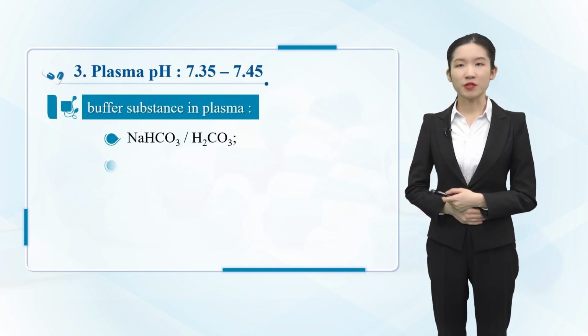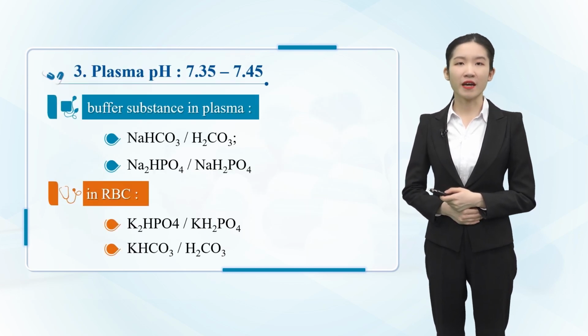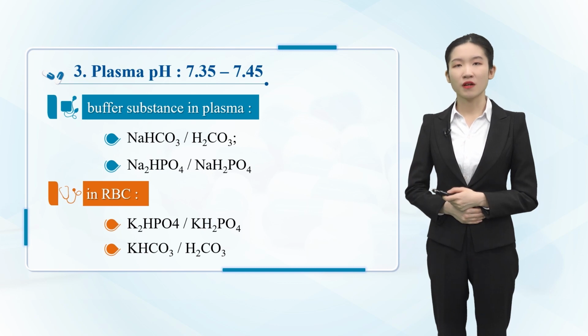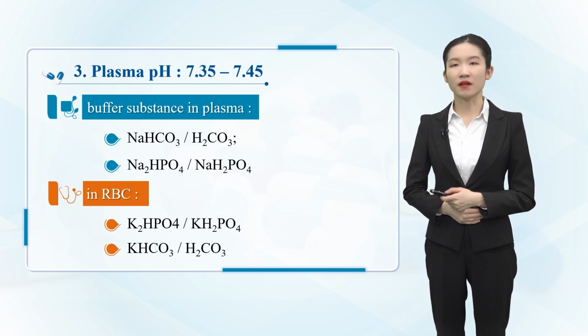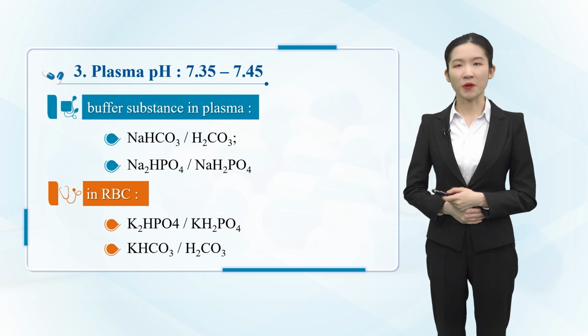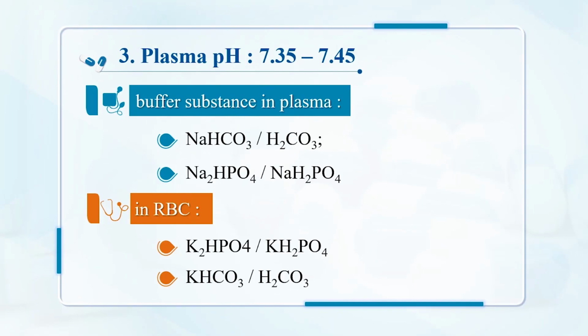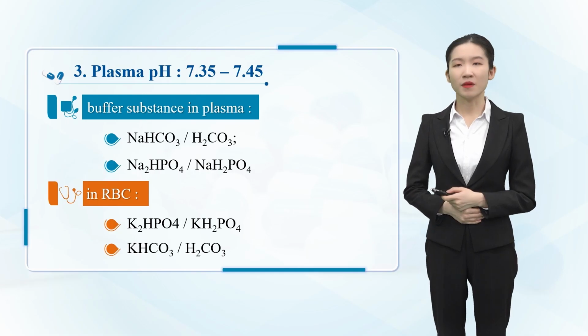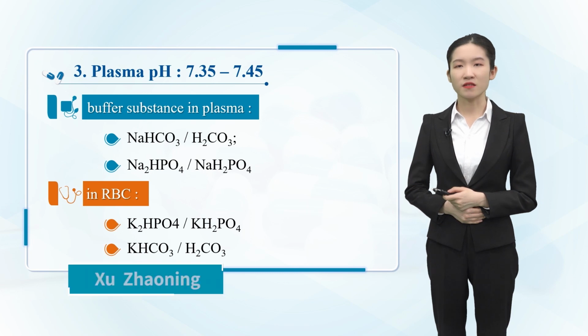Plasma pH is between 7.35 and 7.45. The buffer substances in plasma include sodium bicarbonate, carbonic acid, disodium hydrogen phosphate, sodium dihydrogen phosphate, and buffer substances in RBC include potassium monohydrogen phosphate, potassium dihydrogen phosphate, potassium bicarbonate, and carbonic acid.